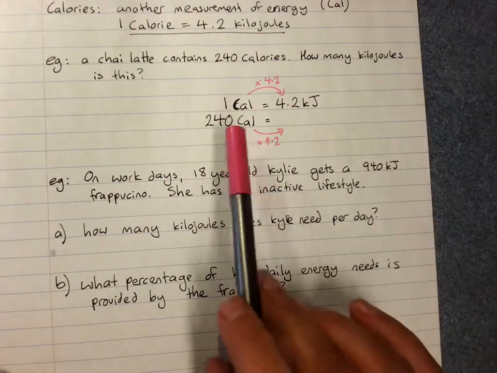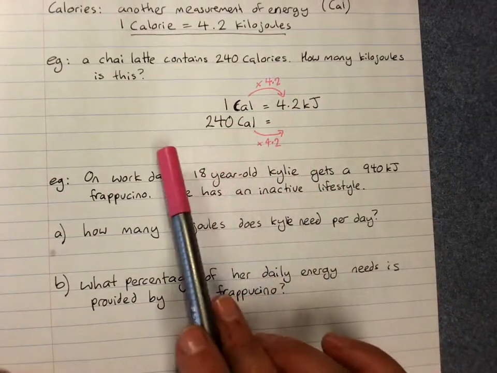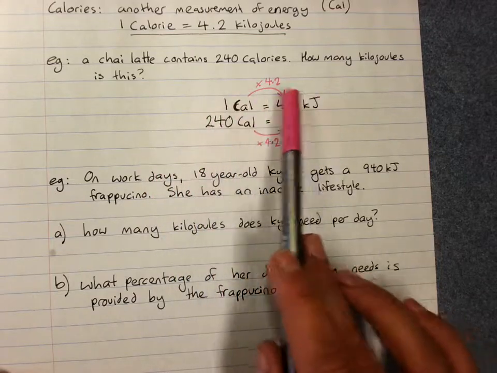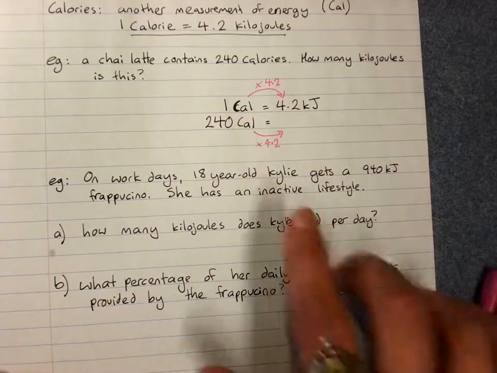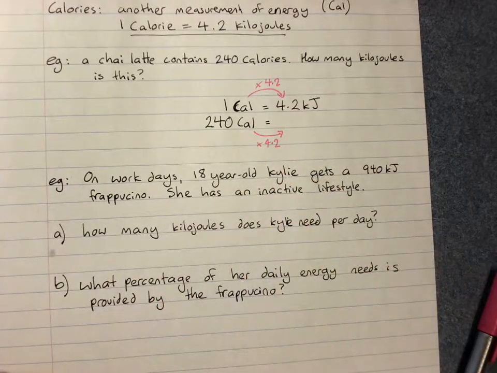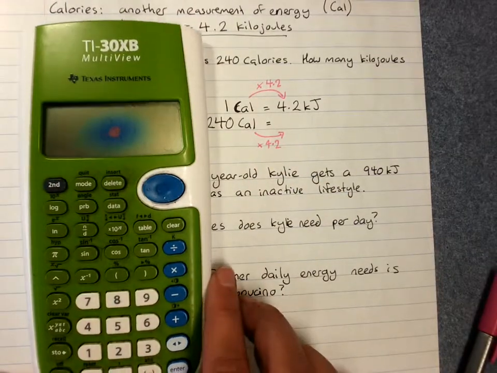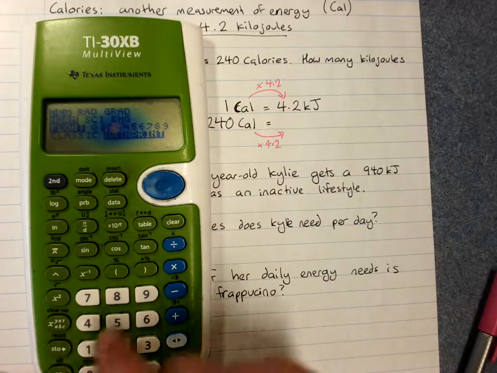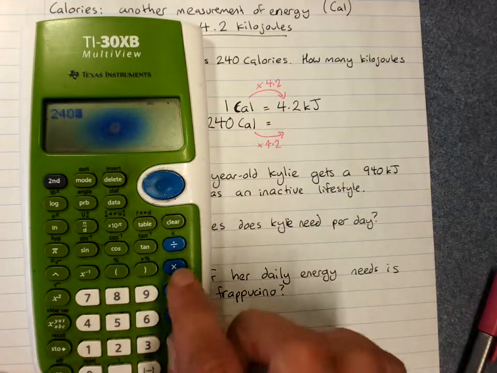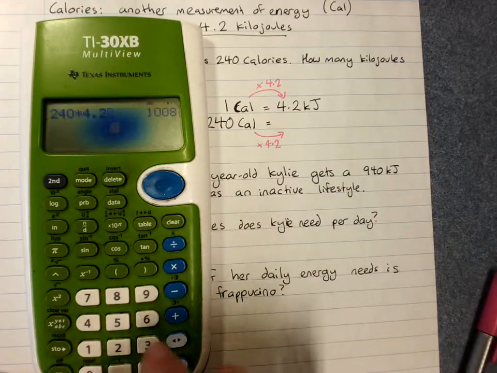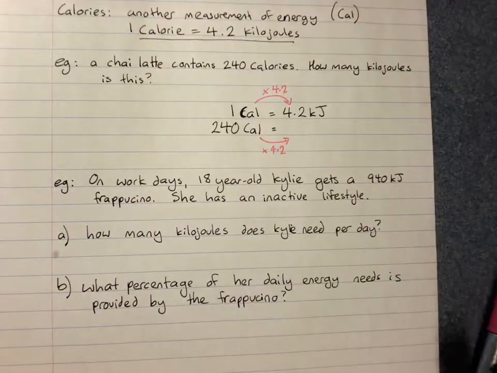If you can always remember whether you need to times or divide, then you don't need to do this line up here. You can get away with just doing 240 times 4.2 as you're working. Sorry about my dodgy calculator here. 240 times 4.2 is 1008 kilojoules.